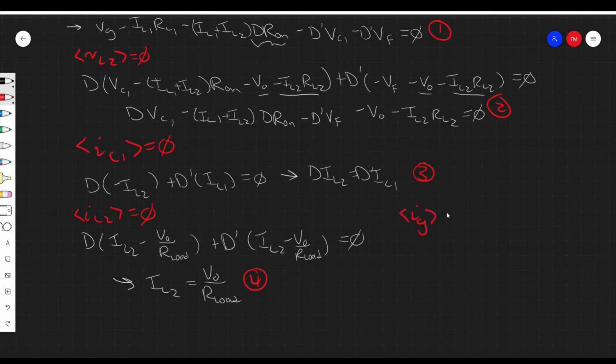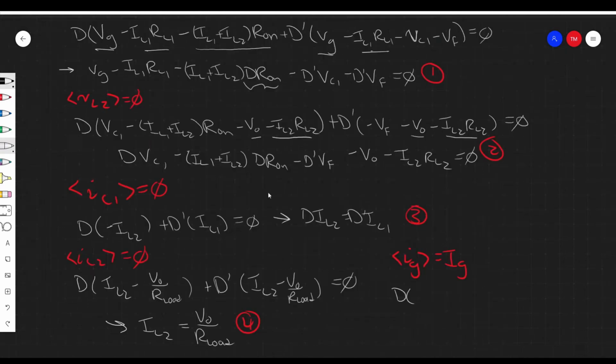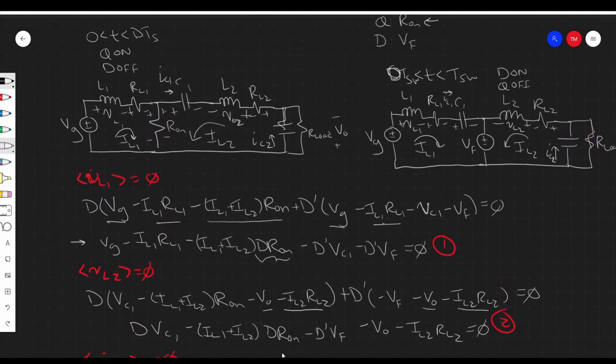Basically it's saying, what is the average input current? And we can write this equation in this way. And really, very straightforward. In the first switching state, if we look back to our circuit, the first inductor, L1, is directly connected to the input. So in both switching states, the current coming out of the input source is equal to the inductor current.